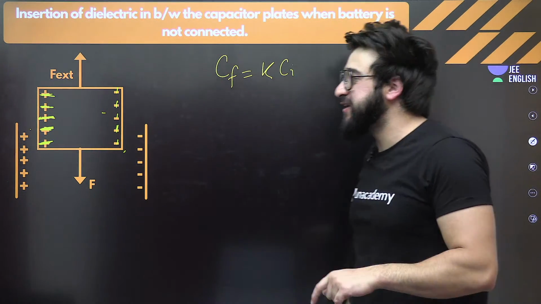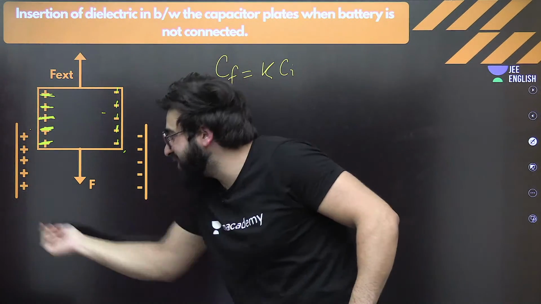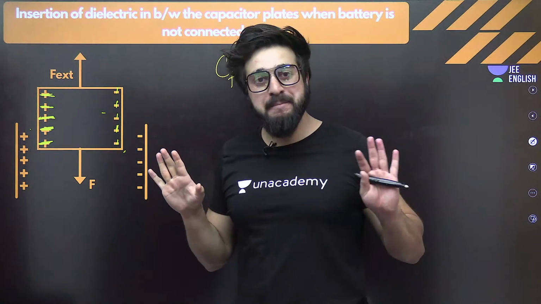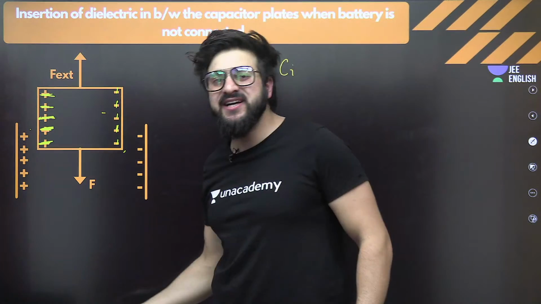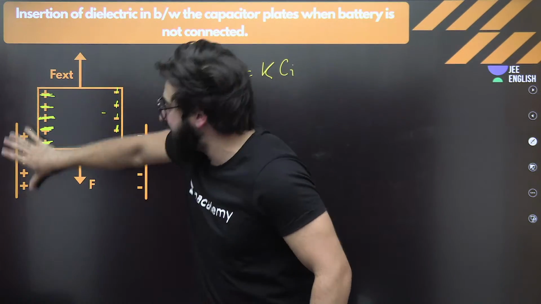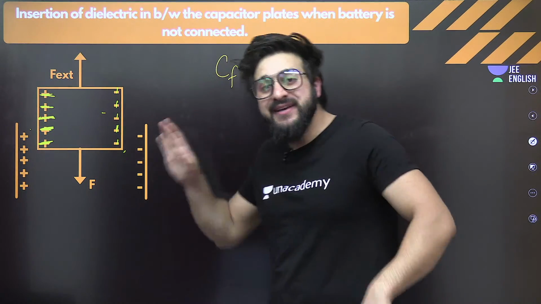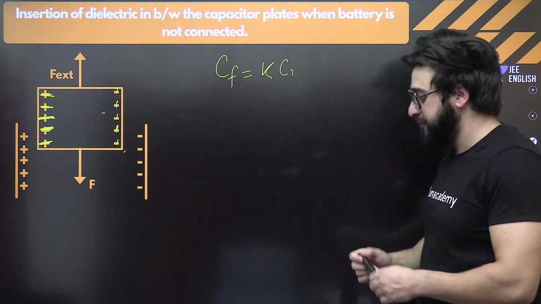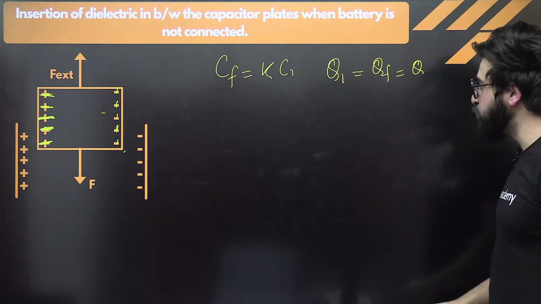Now the second point is what happens with the charge. See, you are removing the battery, so the stored charge will be exactly the same. The charge will neither increase nor decrease, since the battery is disconnected. If Q charge is accumulated on this plate, that will remain as it is, and on this plate, Q charge is accumulated, that will remain as it is. Charge remains the same, so Q initial is equal to Q final.